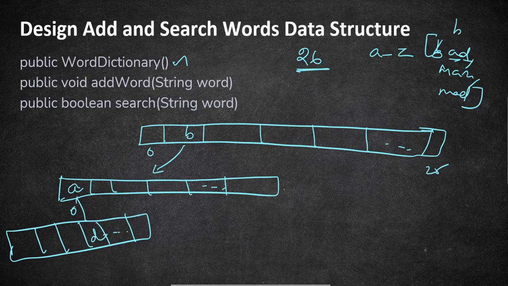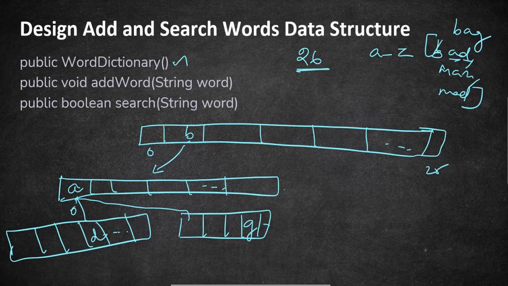If suppose the second word is bag, then B is there, A is there, and the third character is G. We have to insert G. So G will be the child of A. So from here we will have one more array which is again of size 26. In that we will be inserting G in its position. So yes, we have covered both the words bad and bag. Same goes with mad. So the first character is M. So this is going to be placed in its position in the very first array, which had B also, because they are both first characters of the words.